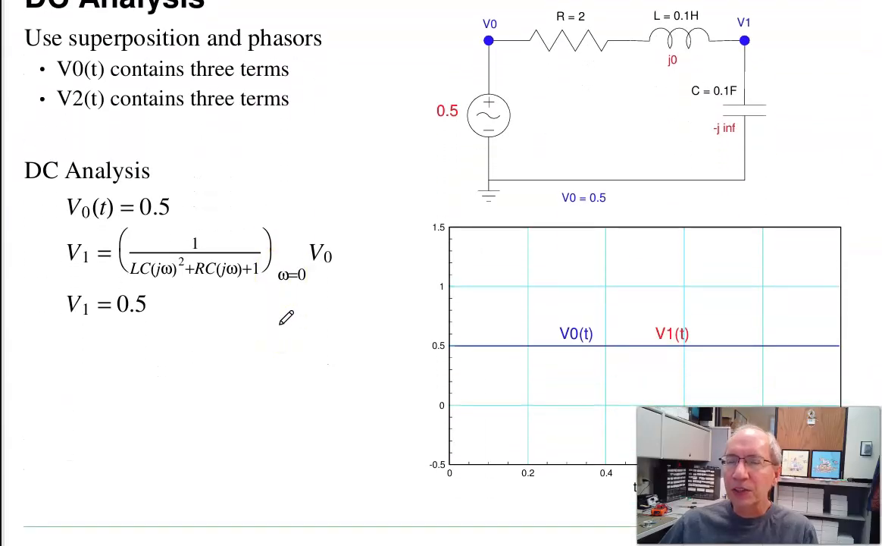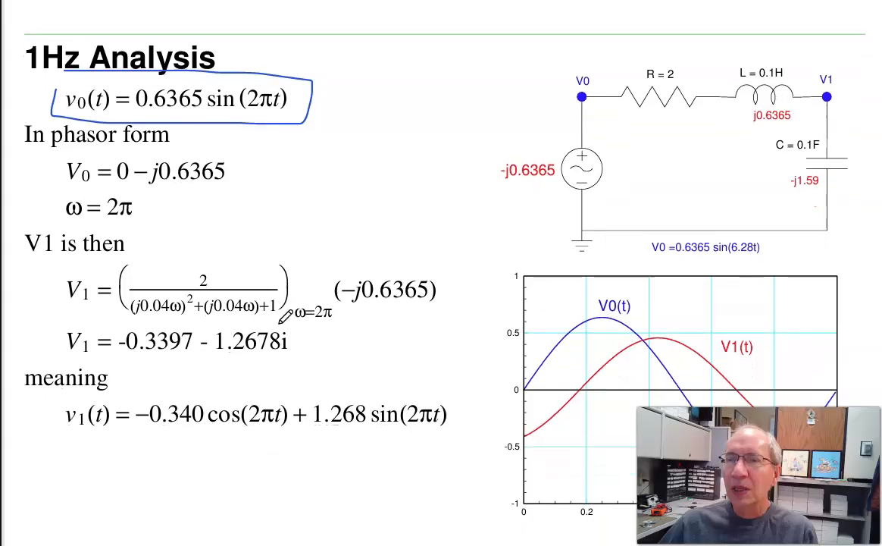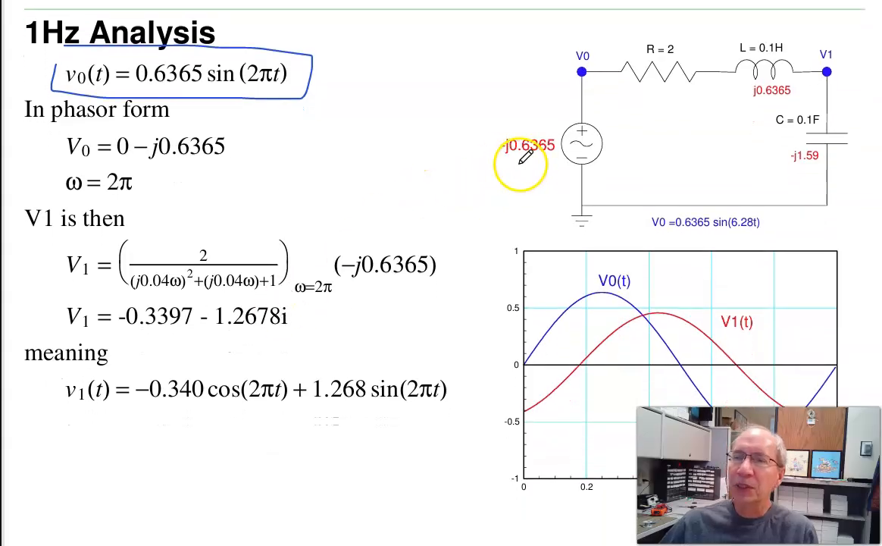In terms of phasors, 0.6365 sine, the input is minus j 0.6365. The frequency is 1 Hertz, or 2 pi. Find L at 2 pi, find C at 2 pi. There's the phasor representation. Do voltage division, I wind up with V1 is 0.33 minus j 1.26, which means 0.33 cosine, 0.126 sine. That's the 1 Hertz term.